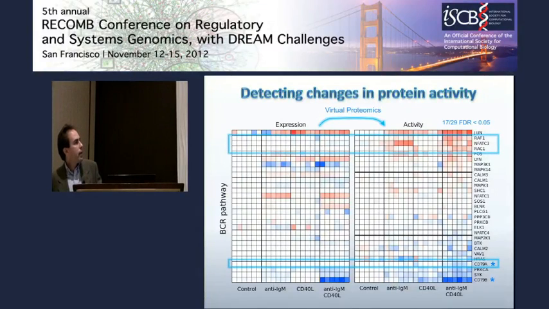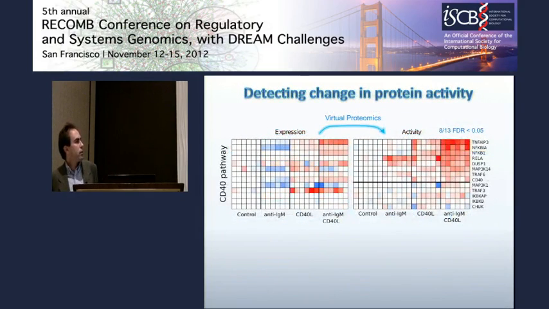And I'm highlighting here that there are some of the genes that are part of the pathway that we can find as differentially active while there's no change in expression. And this is the same for CD40. The receptor is differentially active, and the NF-kappa B complex, while it's not differentially expressed, we find it as differentially active.